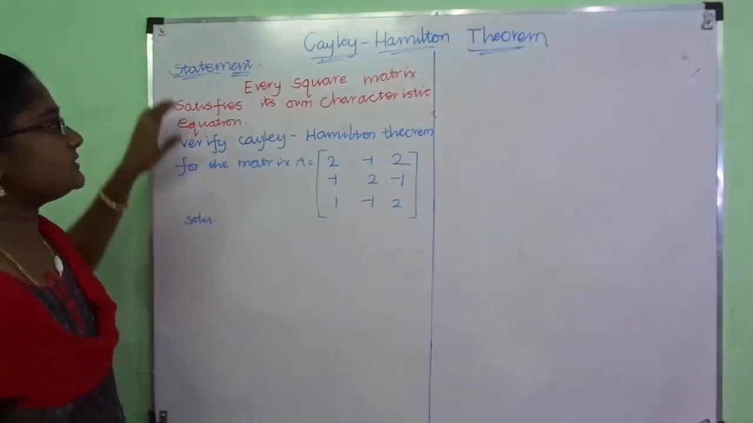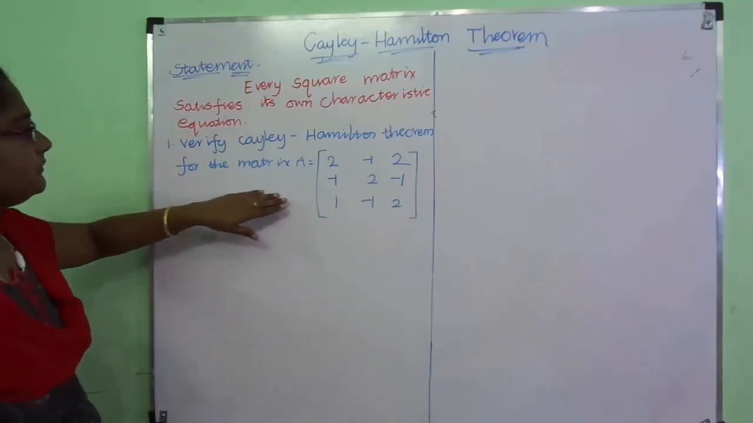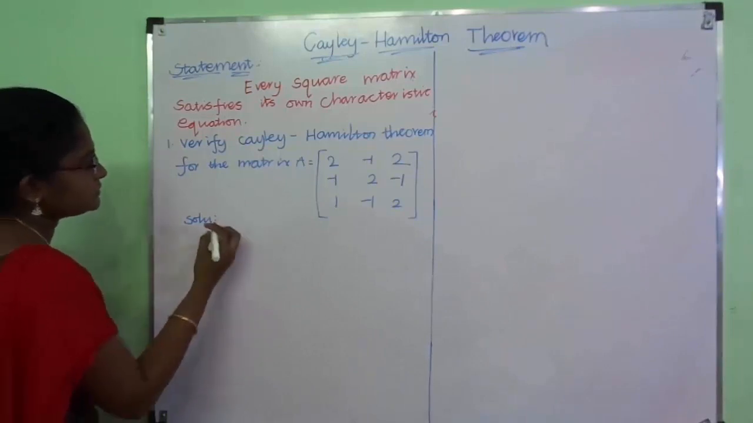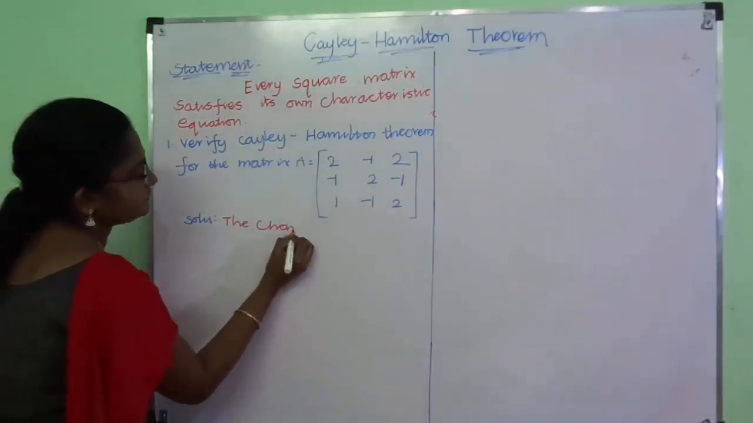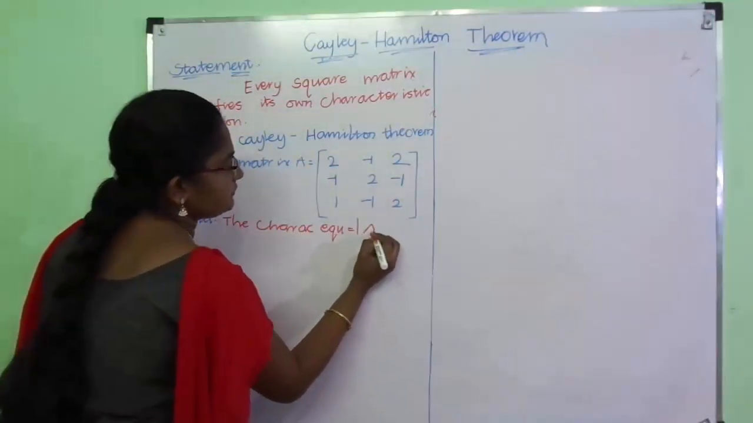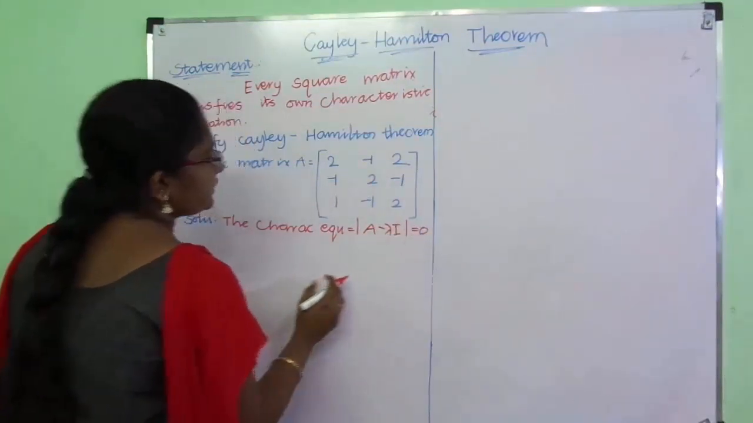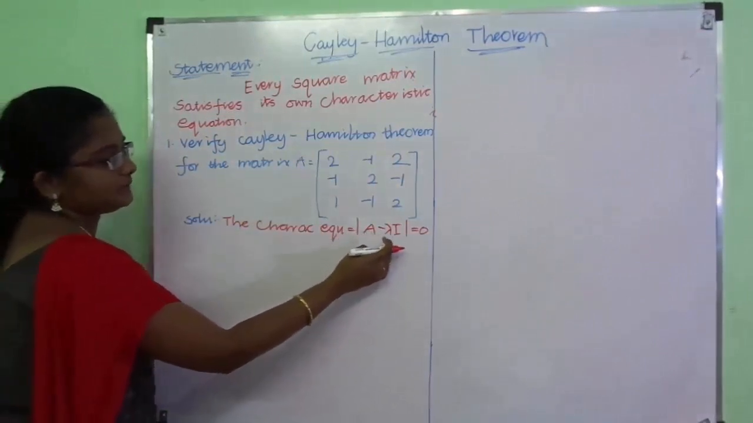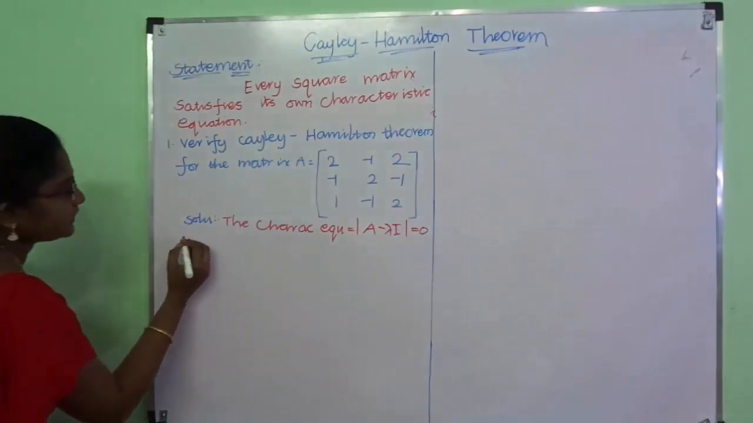Now let us verify this theorem by using an example. Consider this example, matrix A. First, we are going to find the eigenvalues. To find the eigenvalues, we must find the characteristic equation. The characteristic equation is given by determinant of A minus lambda I, which is equal to 0. Now, we are going to substitute the matrix A in this equation, lambda, and I is the identity matrix, and find the characteristic equation.